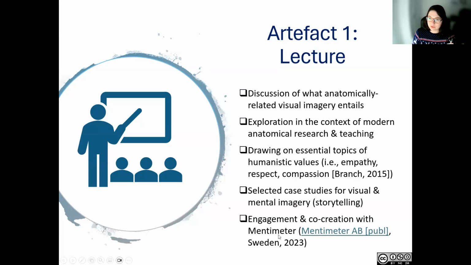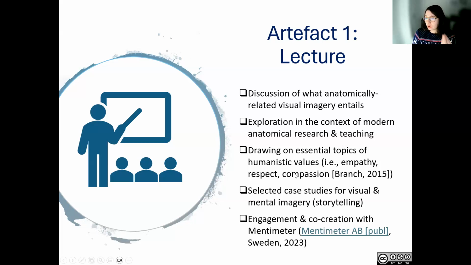So while I was delivering the information, I was also engaging them using Mentimeter, and we were co-creating certain visual outputs together. The visual outputs we co-created included drawing on topics of humanistic values, including empathy, respect, and compassion, but also on challenging topics when we're considering research. So what is the difference between validity and reliability? What are threshold concepts that are important for medical students?